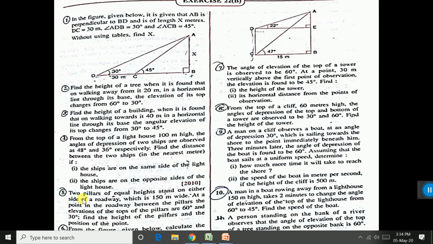Next, see sum number 5. Two pillars of equal height stand on either side of a roadway which is 150 meter wide. That means the road is 150 meter wide. At a point in the roadway between the pillars, the elevations of the top of the pillars are 60 degree and 30 degree. Find the height of the pillars and the position of the point.